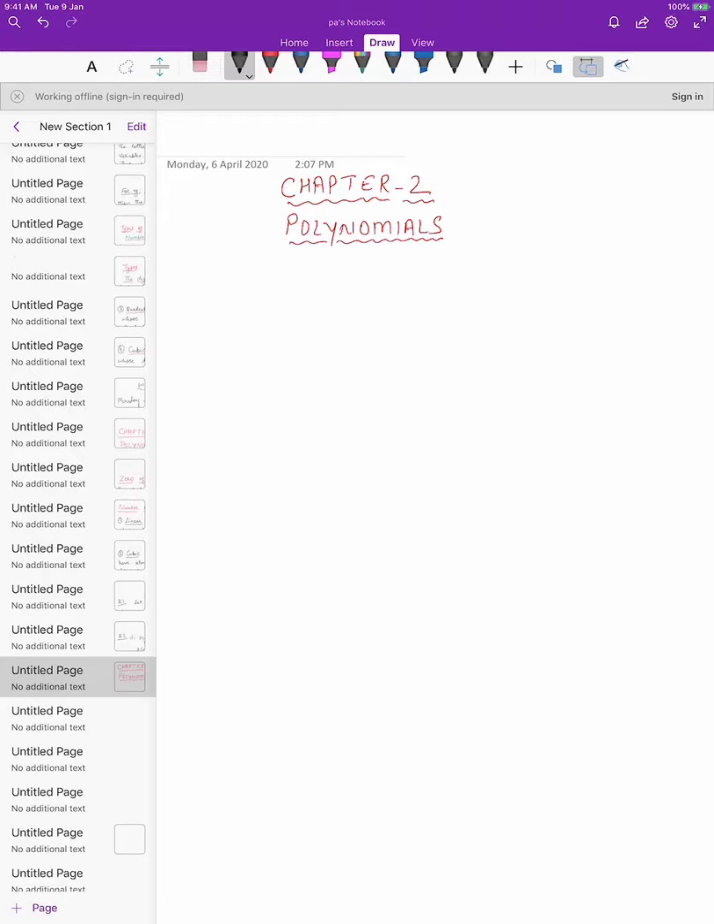Now we will start with the value of a polynomial at a point. Now you have all understood what is a polynomial. A polynomial is an algebraic expression having many terms. What is a special condition on the variable? The power of the variable should be a non-negative integer.